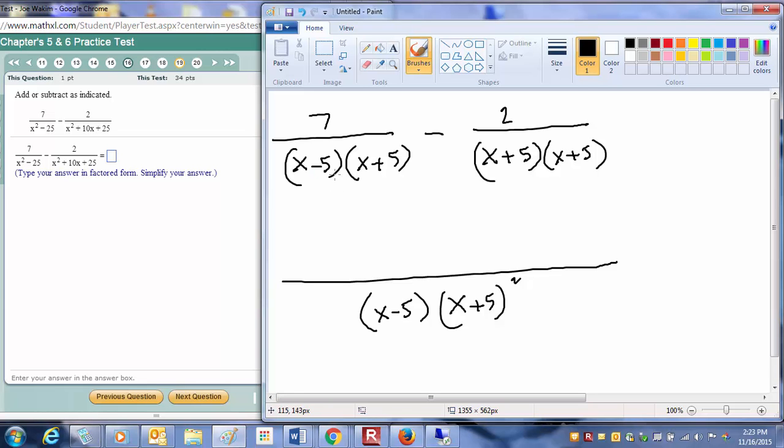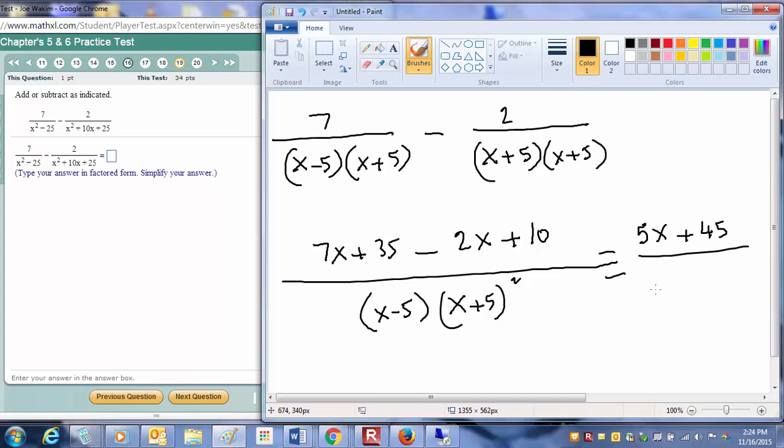Notice that on the first one, it's not very similar anymore, because here we have x plus 5 more. We need to multiply up and down by x plus 5. So let's multiply the 7 by x plus 5. 7x plus 35. Here we have an x minus 5 that is not here. So let's multiply the top by 2 times x minus 5. So minus 2 times x, and minus 2 times negative 5, and that would be plus 10. So if you simplify 7x minus 2x, that would be 5x. 35 plus 10 is 45.